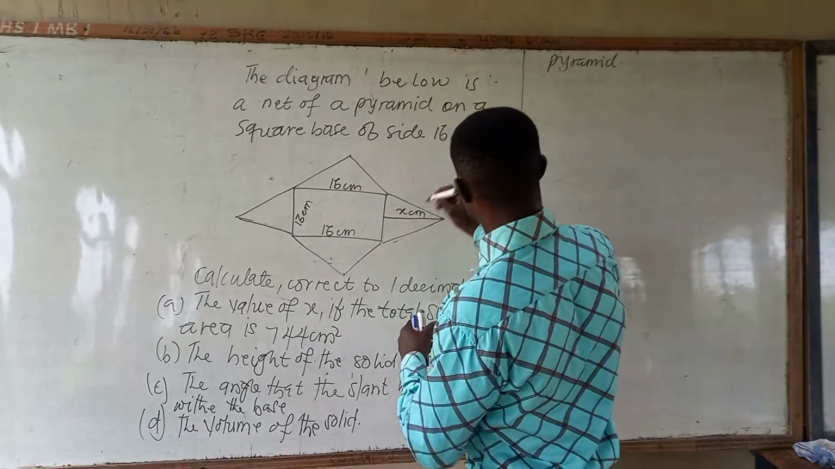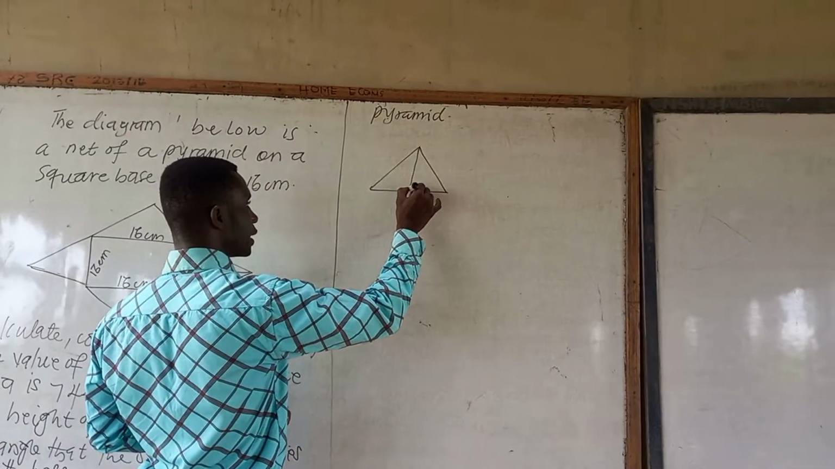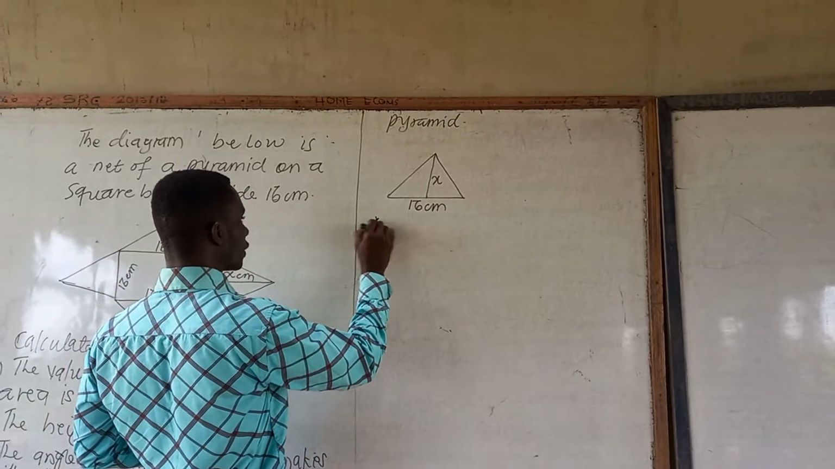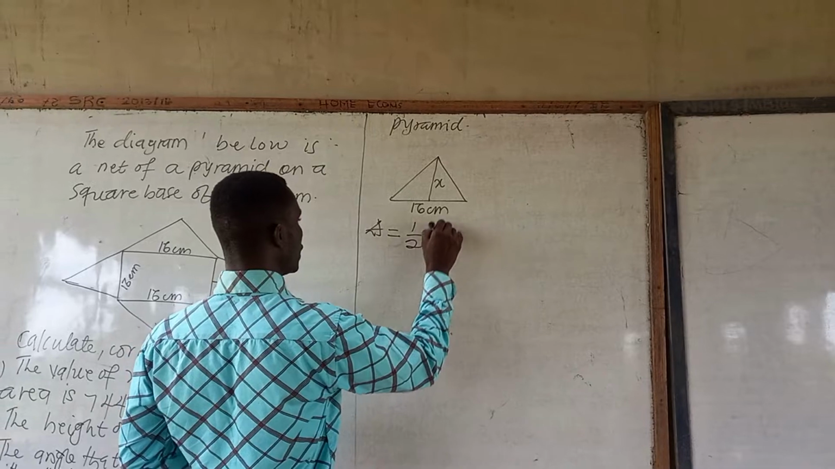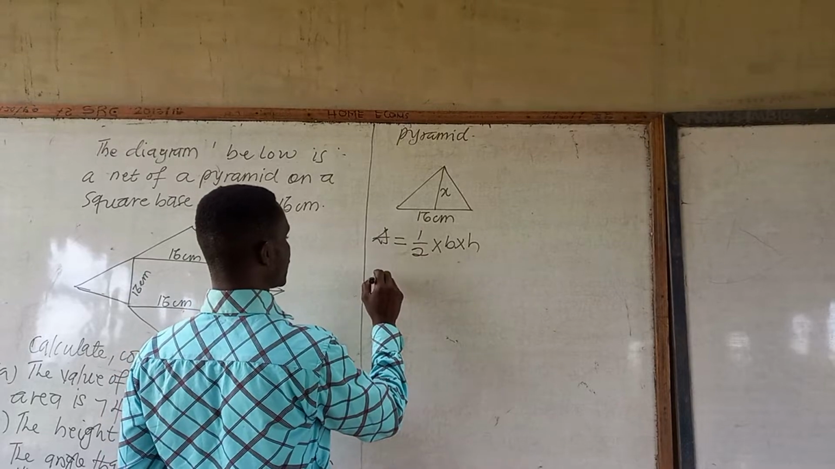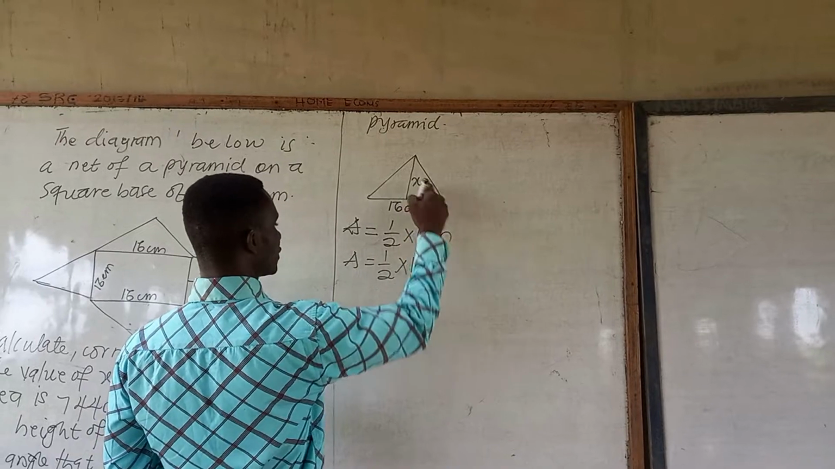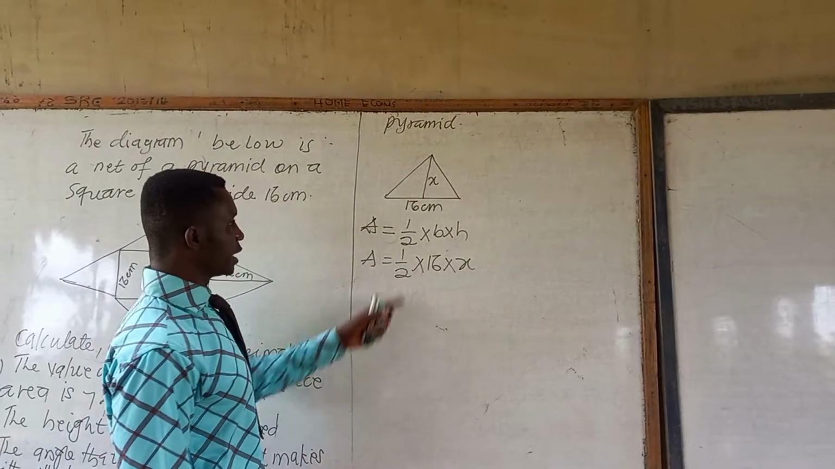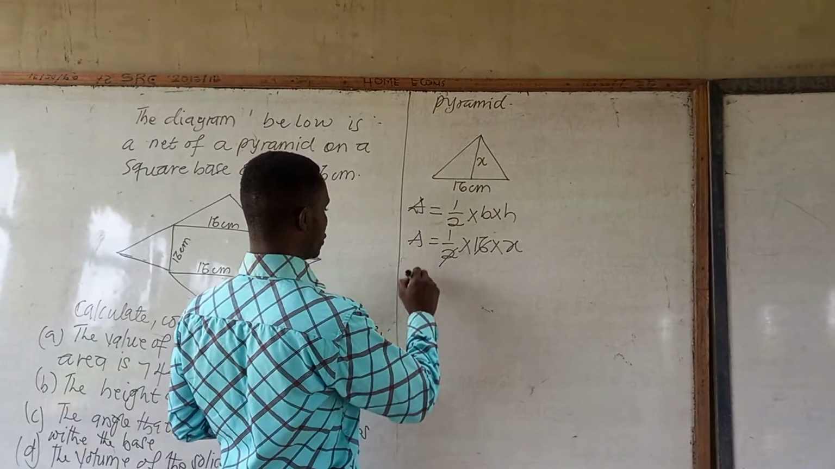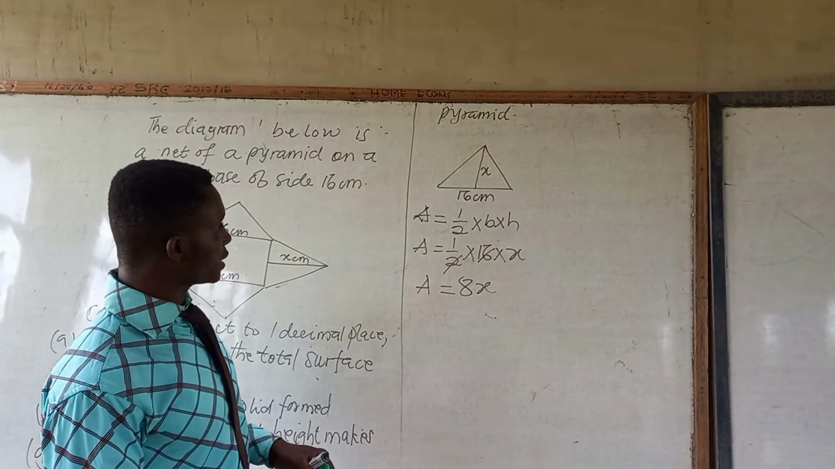I pick this triangle. The height of this triangle is x centimeters and the base is 16 centimeters. So the area of the triangle is equal to half times the base times the height. What is the base? 16. So area is equal to half times 16 times the height, which is x centimeters. The 2 cancels 16, giving 8. So area is equal to 8x. That is the area of one of the triangles.